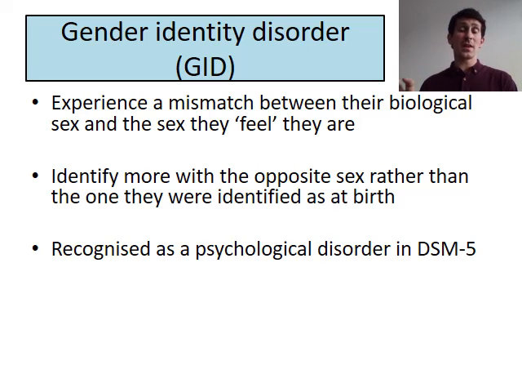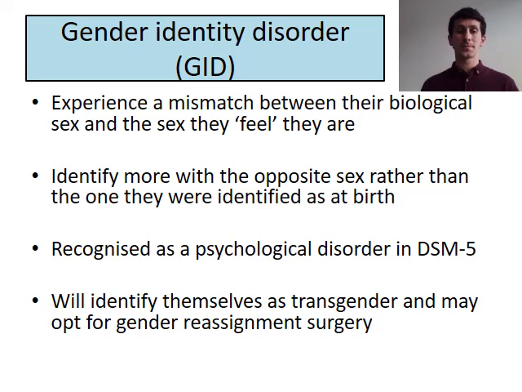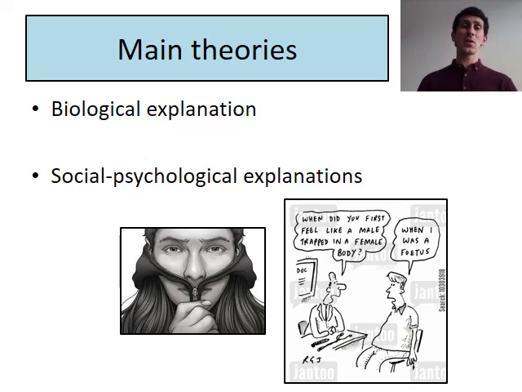The DSM-5 is sort of a checklist of categories of different mental disorders, and this is classified in there as a separate psychological disorder. And these people often identify themselves as transgender, and may also opt to go for gender reassignment surgery. So it brings their genitals and their sex in line with their gender identity. There's two main theories you've got to know: the biological and the social psychological explanations.